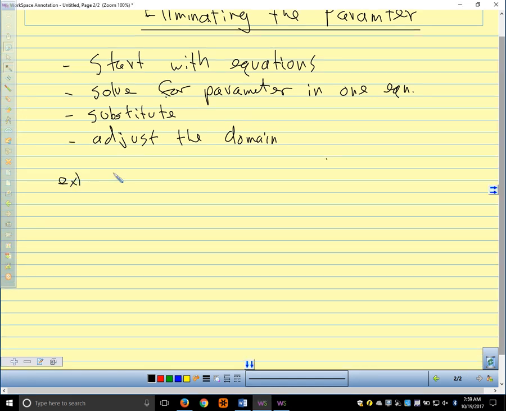Start with an easy one. So we want to eliminate the parameter. See if I can spell correctly. Eliminate the parameter and sketch the graph.